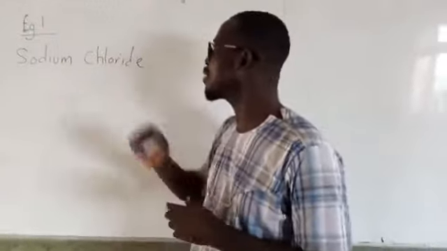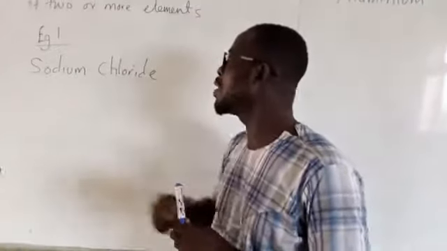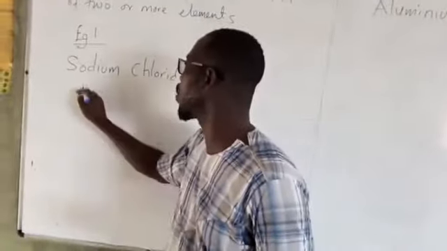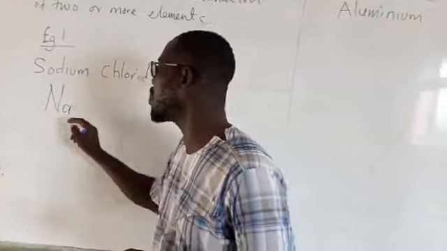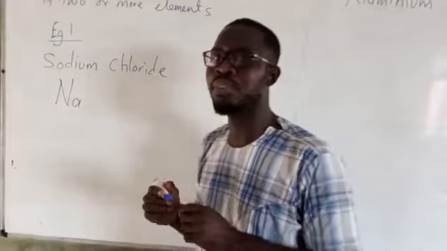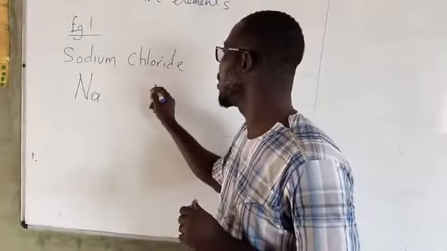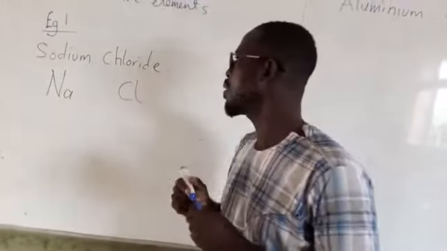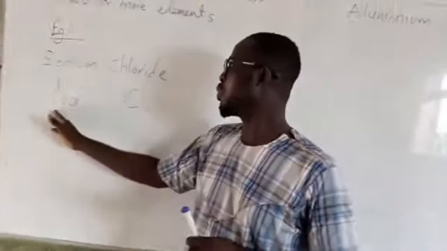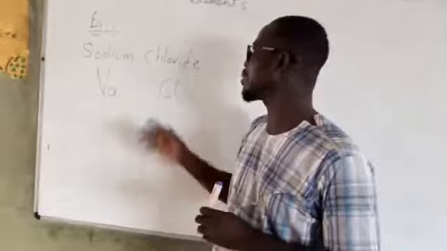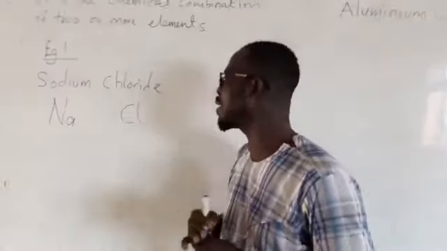Now for us to write this compound, first we need to write the element sodium. And sodium is Na. You remember? First 20 elements, sodium. And then chlorine, Cl. Alright. So sodium and then chlorine, yes. But how did we get the name chloride?